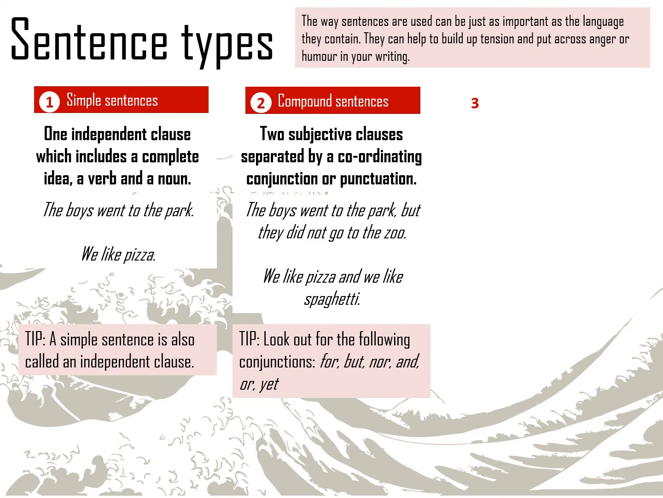Simple sentences, a single clause that makes sense. Compound sentences, two or more independent clauses that link with a conjunction or generally a semicolon.